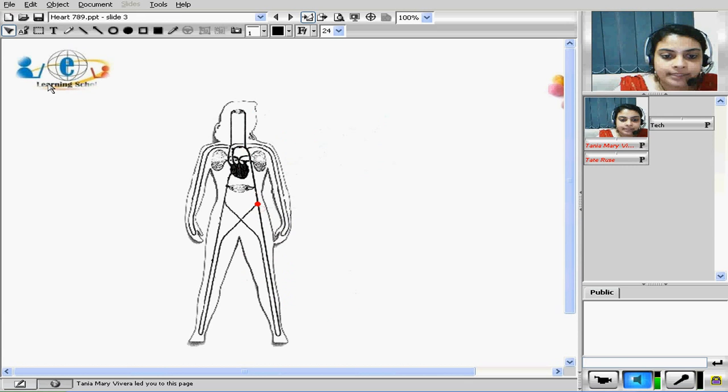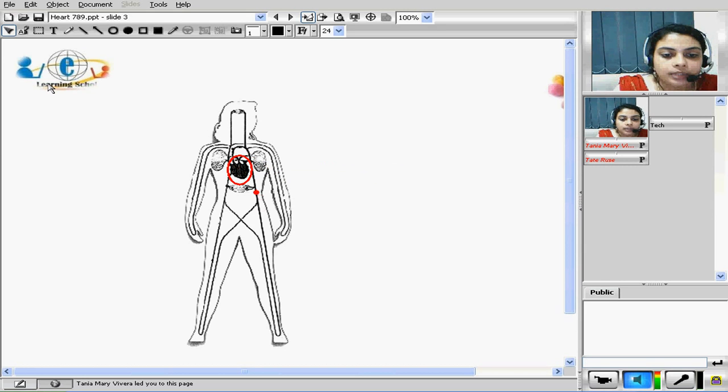Can you locate the heart for me in this picture? Yeah, I can. I'll locate it in red. Okay, sure. Here it is. That's great. That's the heart, which is located in the chest region of our body. And you also have two organs on the left and the right side of the heart. Those are the lungs.